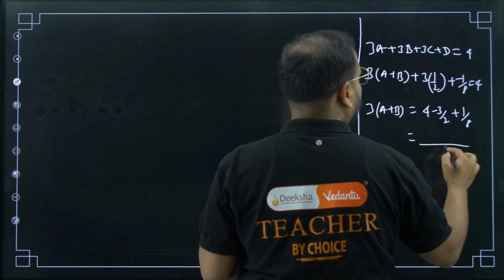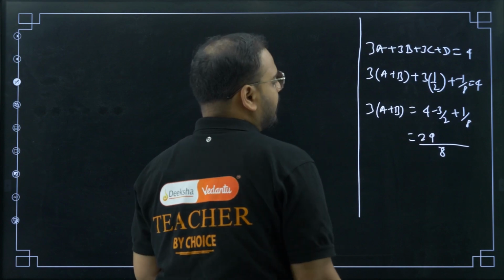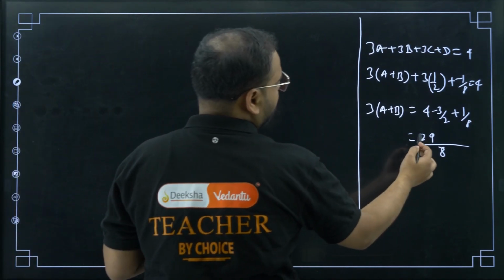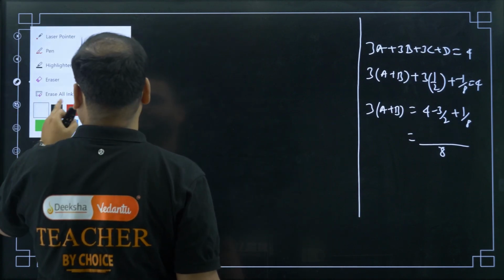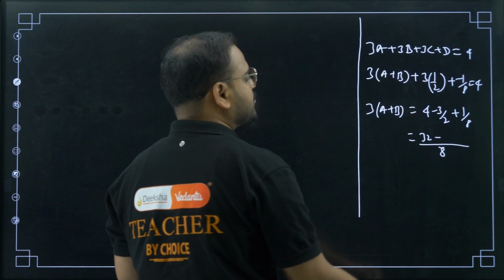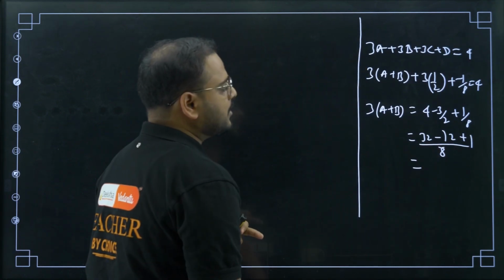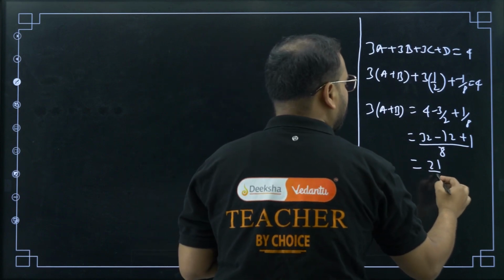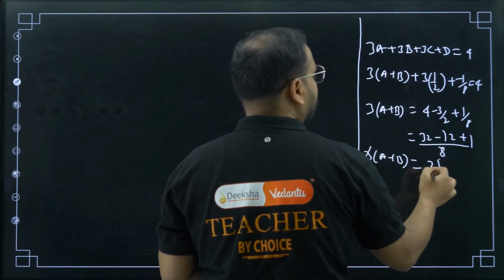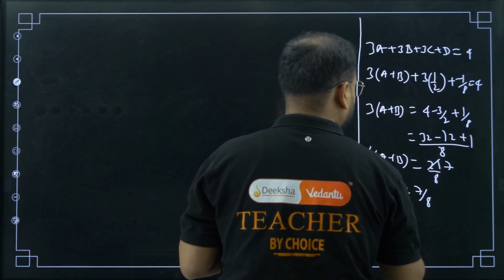Take the LCM. LCM is 8. So 24. Not 24 actually. Is it 24? No. 32. So 32 minus 2 times 4, so minus 12 and plus 1. How much is that? You get it as 20 plus 1. So 21 by 8 equals to 3 of a plus b. Cancel this with 7. I get a plus b equal to 7 by 8.